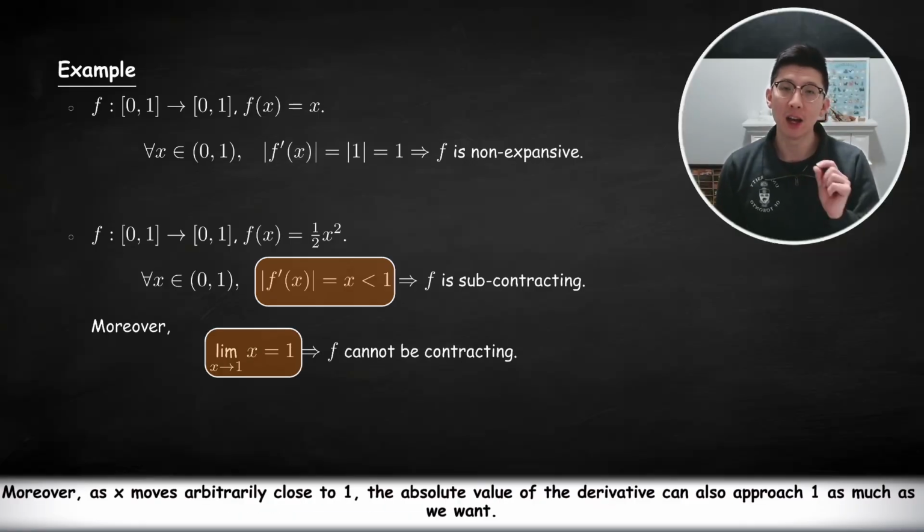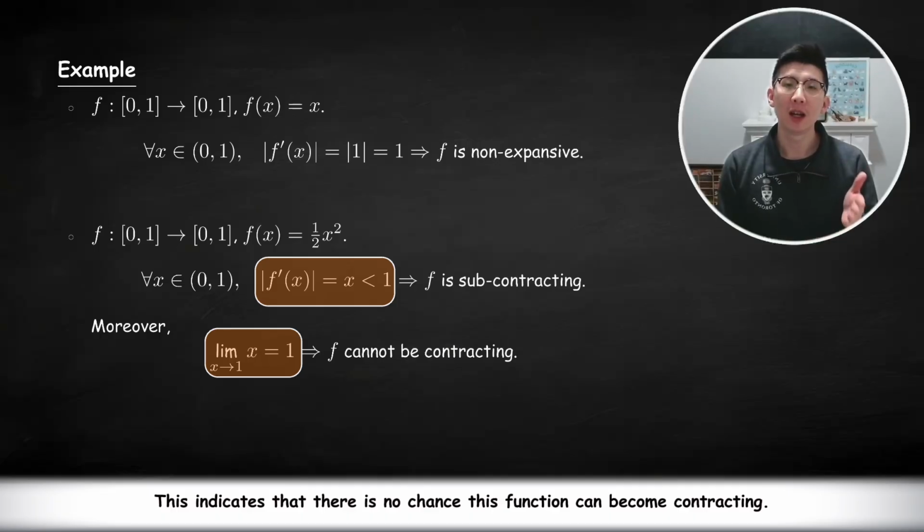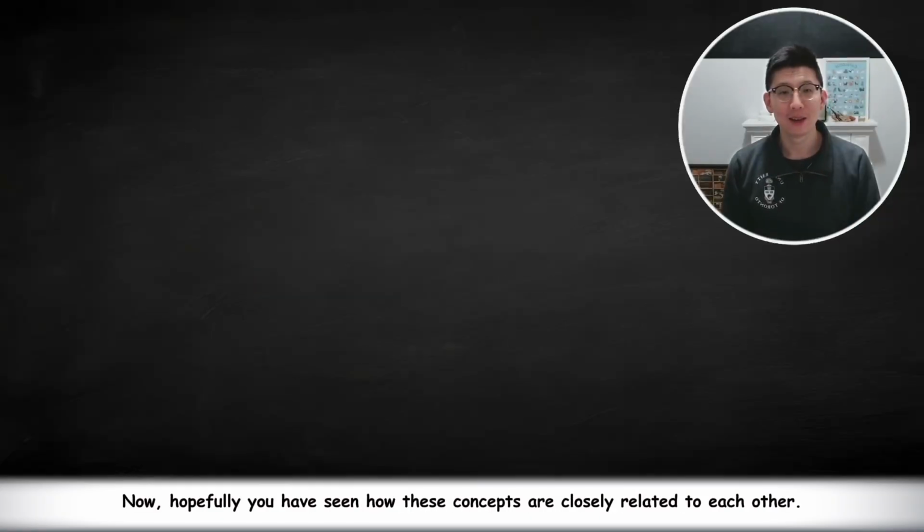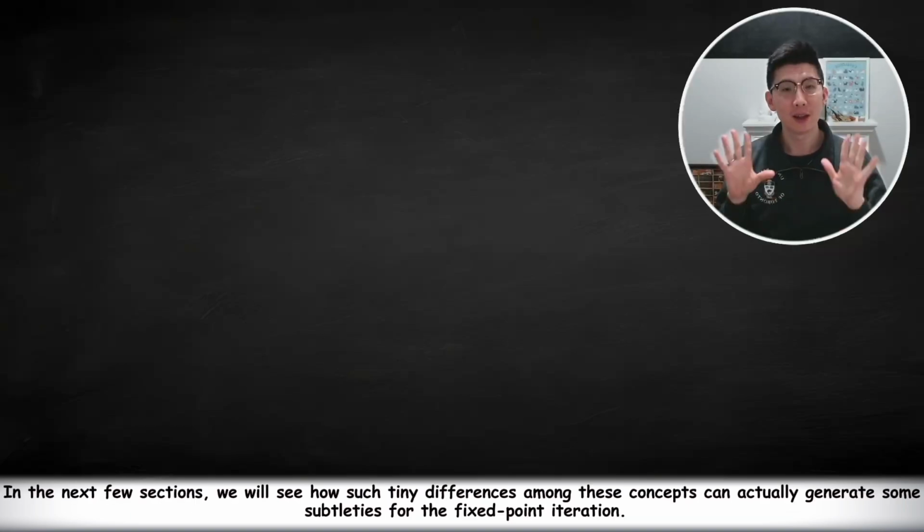Moreover, as x moves arbitrarily close to 1, the absolute value of the derivative can also approach 1 as much as we want. This indicates that there's no chance this function can become contracting. In other words, subcontracting is the best that we can expect. Now, hopefully, you have seen how these concepts are closely related to each other. In the next few sections, we will see how such tiny differences among these concepts can actually generate some subtleties for the fixed point iteration.